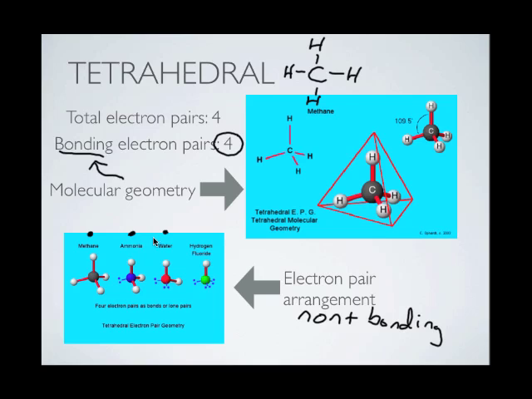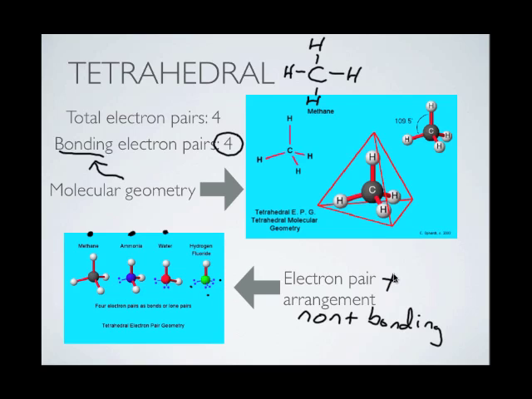That one is tetrahedral. We'll never be in sync. And then HF has 1 bond and 3 non-bonding pairs. Tetrahedral, 4 total pairs.